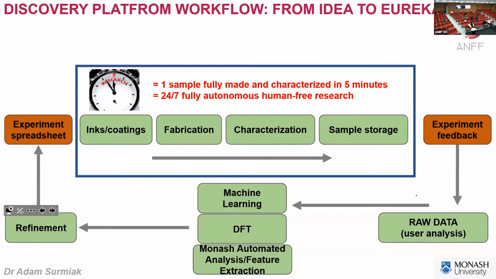We'll start from mixing and synthesis. We'll mix and generate your ink or coating, whichever material you're going to pick. Then we're going to fabricate, characterize, and then we can store the sample, or we can access the sample, or we can proceed with further characterization later on. It's really up to you. We will get the experiment feedback from all the data, and then using a machine learning approach, DFT, or some sort of feature extraction that we've got here, we can refine it and feed it back to the experiment spreadsheet and run the whole thing once again.